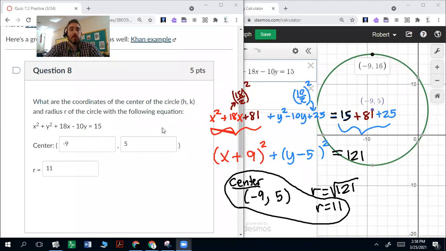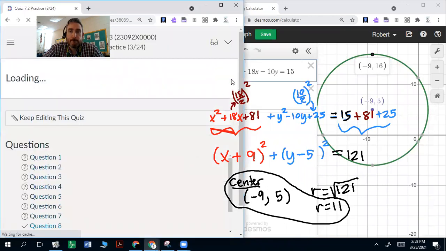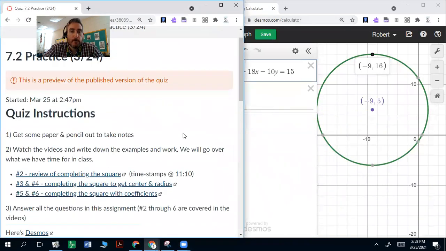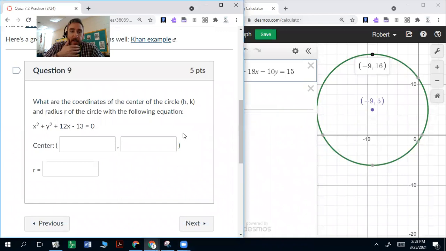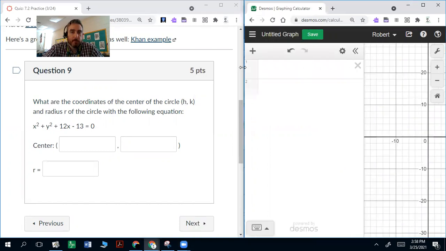Okay, number 9. Let's do it. Number 9 is more of the same. Now let's do the hand method first. And we can always put it in the graph.